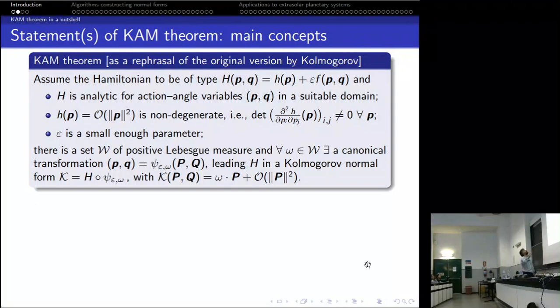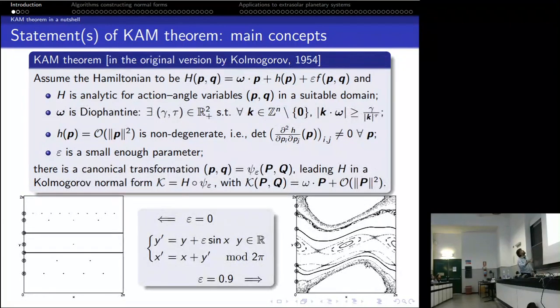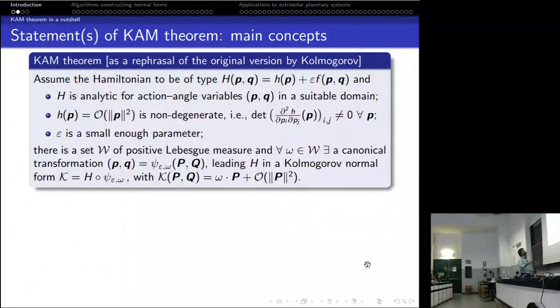So, well, if you compare this statement with this other statement, which was also in the paper of Kolmogorov as a sort of corollary, after the remark that Diophantine vectors have full measure in the real vectors. Okay? So the complement of Diophantine vectors has Lebesgue measure equal to zero.